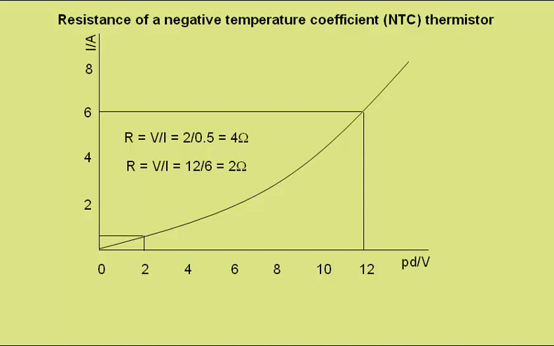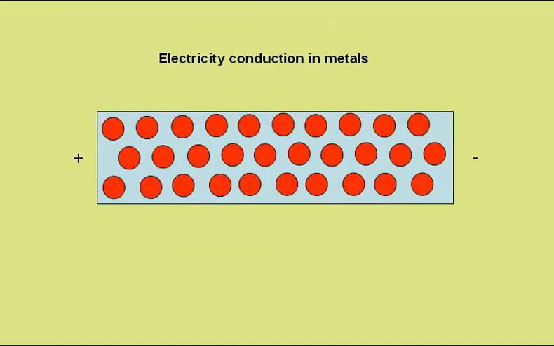In both the filament lamp and the thermistor, it is the current which has led to a rise in temperature which has caused the change in resistance. So how can a rise in temperature cause a filament lamp to increase its resistance and a thermistor to decrease? Well, to understand that, we need to look at what is happening as current flows through a component. Here we'll look at electricity conduction in metals.